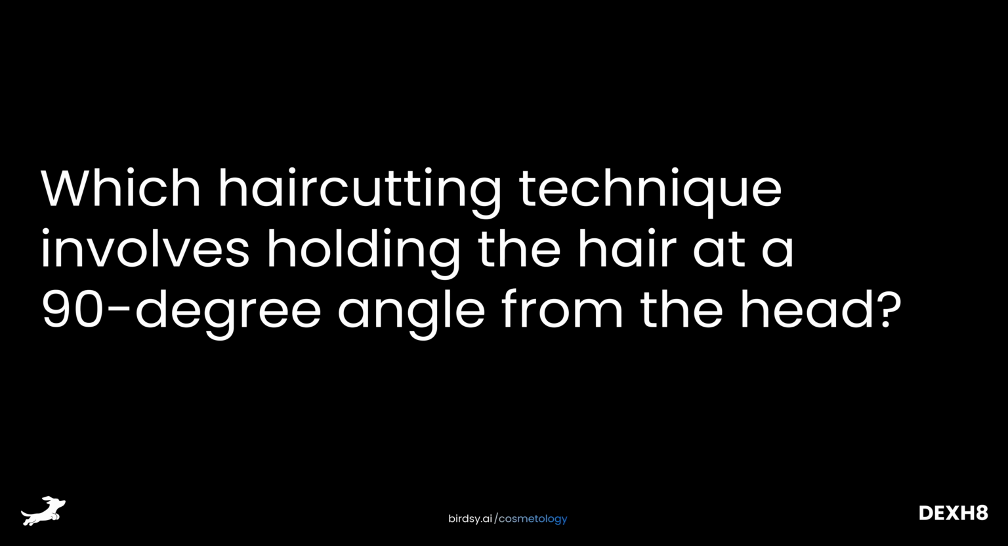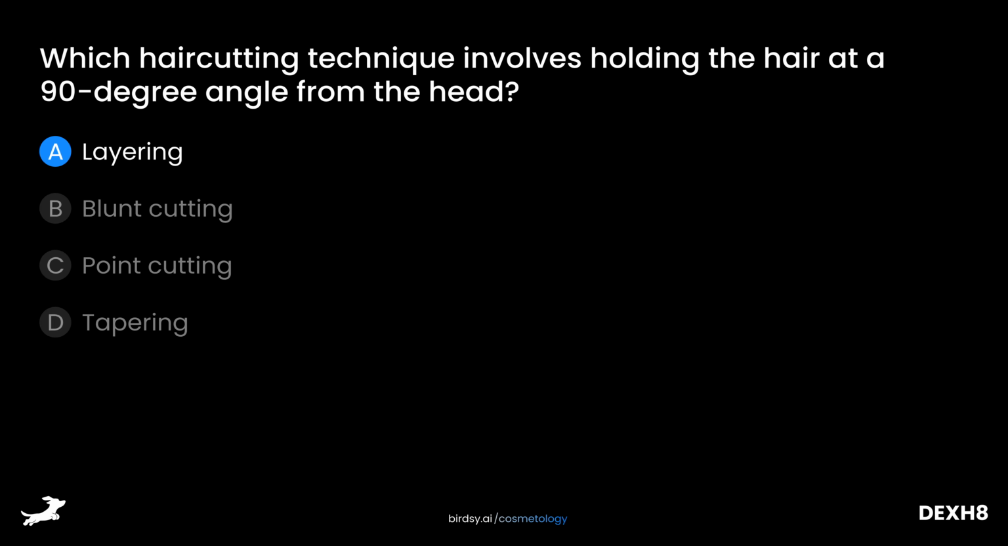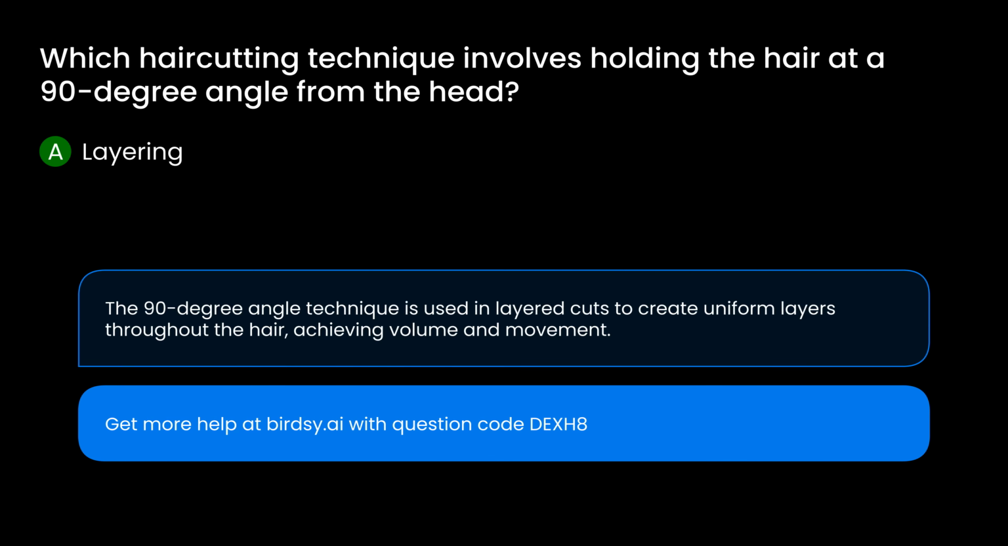Which hair cutting technique involves holding the hair at a 90-degree angle from the head? Is it A, layering? B, blunt cutting? C, point cutting? Or D, tapering? The answer is A, layering. The 90-degree angle technique is used in layered cuts to create uniform layers throughout the hair, achieving volume and movement.